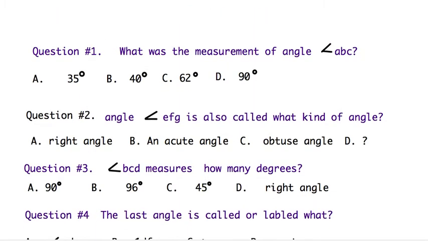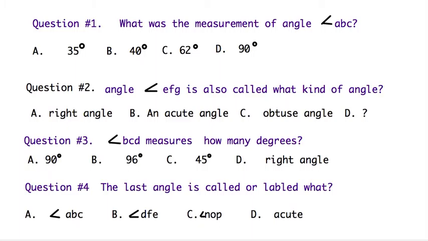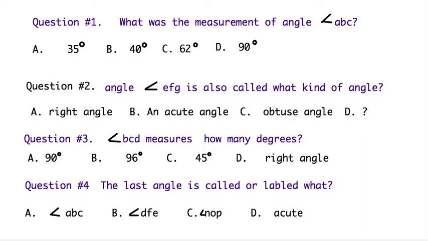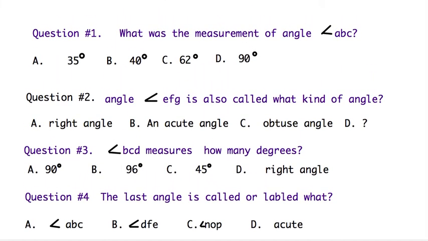Here's our quiz. So you need to stop the movie, get out your journal, label it question 1, 2, 3, 4. Look at the questions, look at the answers, go back if you need to, but put down the answers, and then take the quiz.